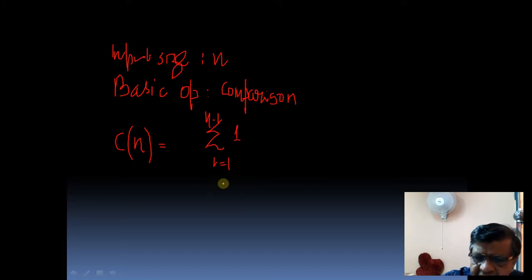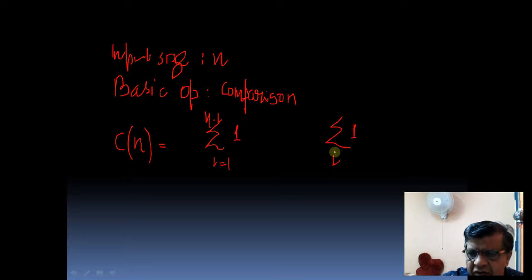The meaning of this sigma, as you know, is that 1 is to be added, starting from 1 up to n minus 1 times. We will take an analogy with a simple example. If it is i equal to 1 to 5, the meaning is starting from 1 up to 5, you add 1. So the answer should be 5.